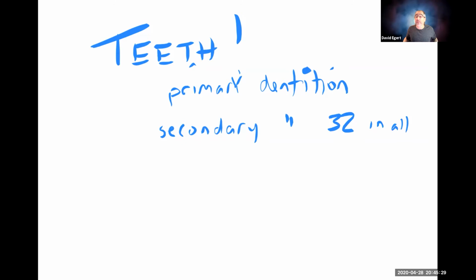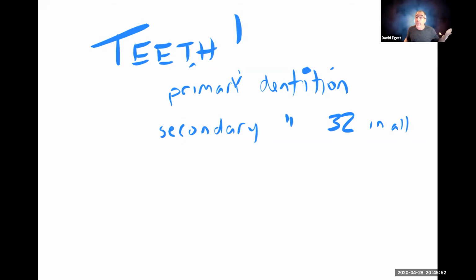You've probably seen a nature show about sharks, they just keep making new teeth. Our enamel organs go away after the secondary dentition. So if you lose teeth after your secondary dentition is out, you're just going to have to get a fake tooth.